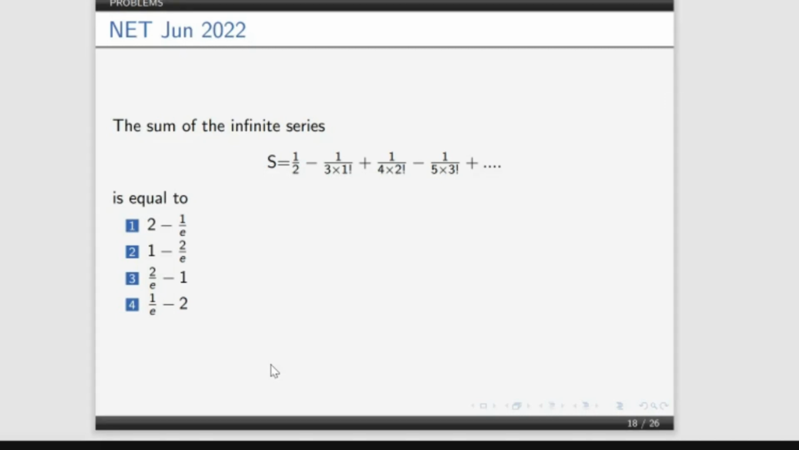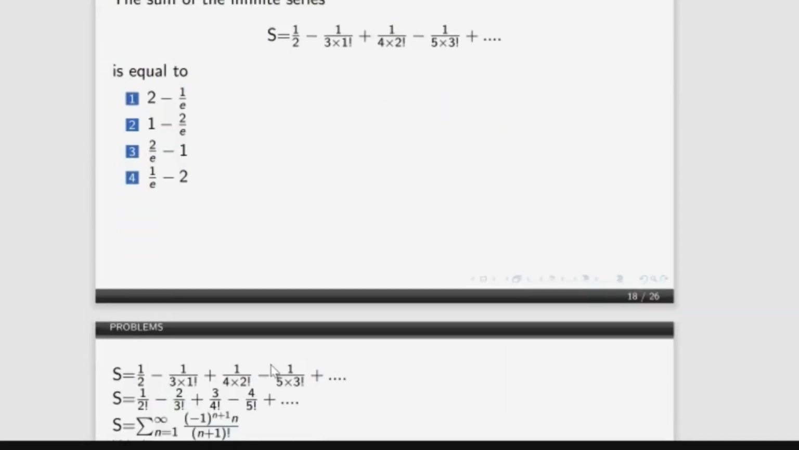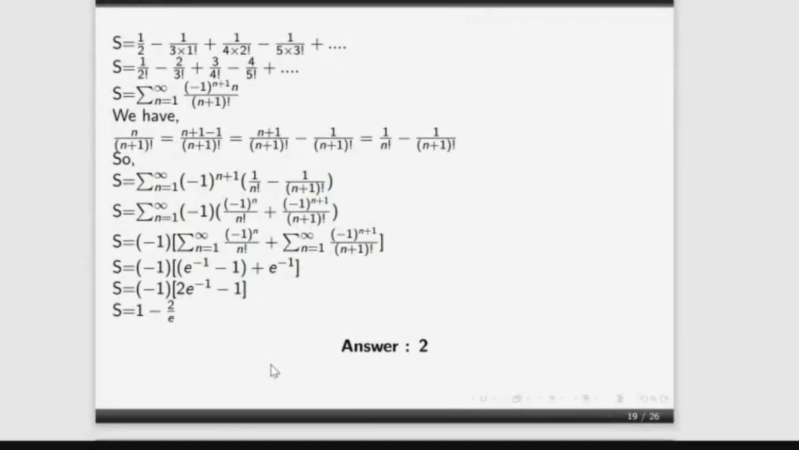Is there an answer? Second option. Second option. Okay. Any other answers? If not, we'll go to the answer, right? So I've taken my answer is correct, option 2 itself.